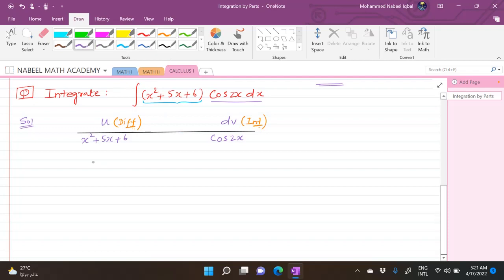So what is the differentiation here? It is 2x plus 5. When you differentiate again, you will have 2. When you differentiate again, it becomes 0. So we have to stop. Now we have to continue the integral up to this step.